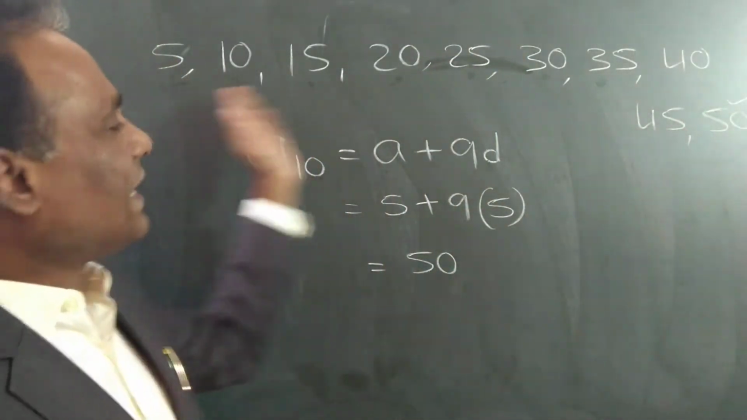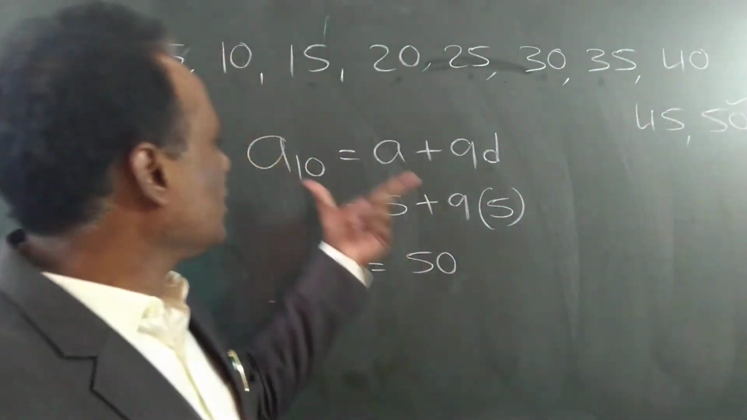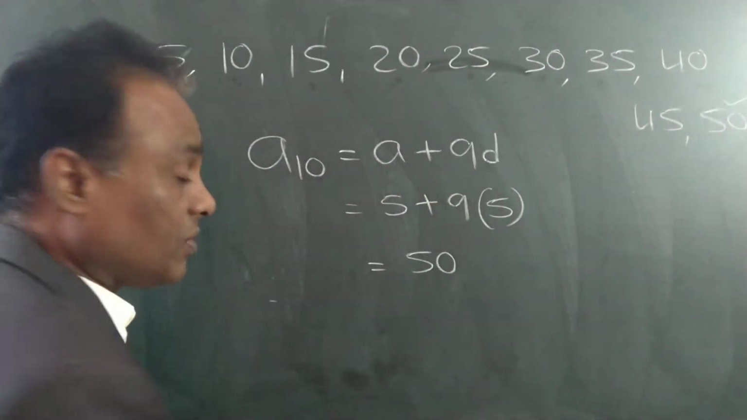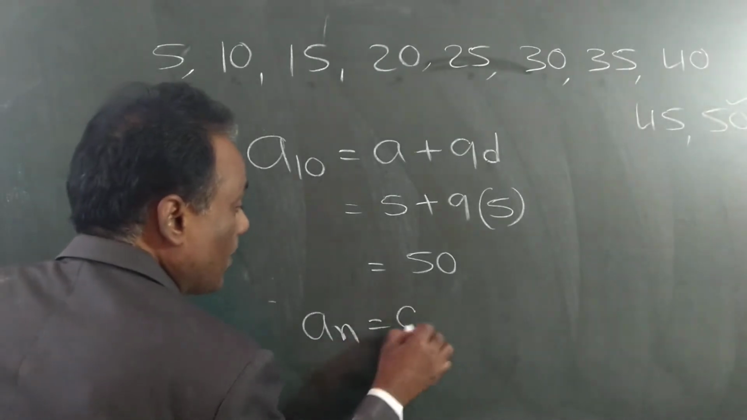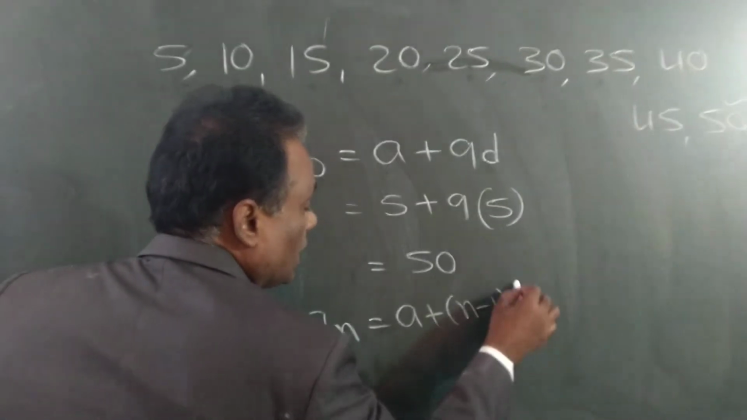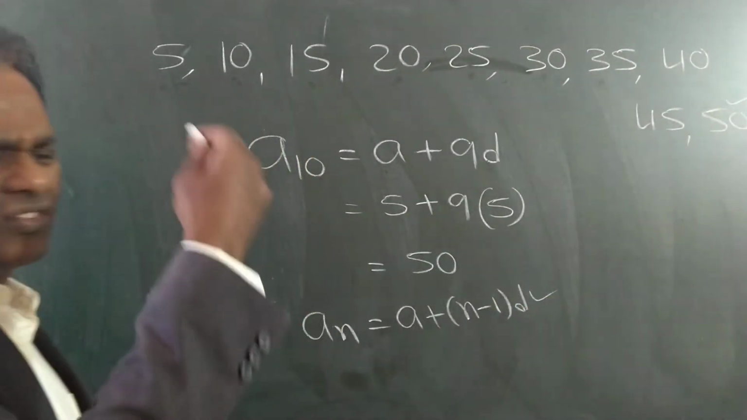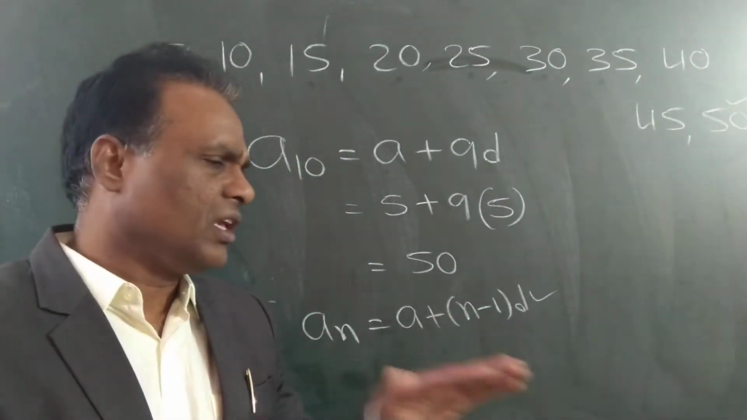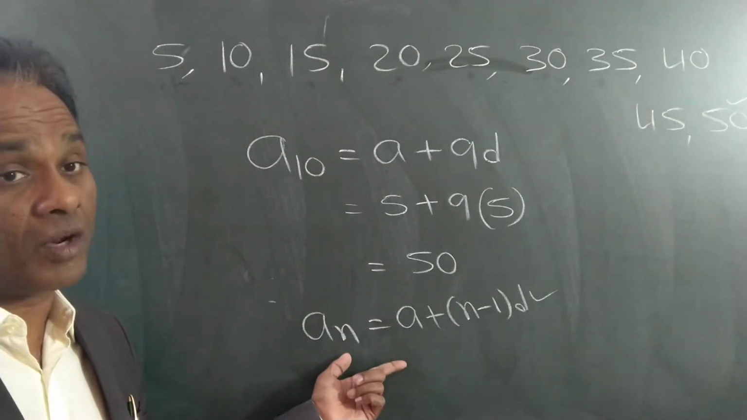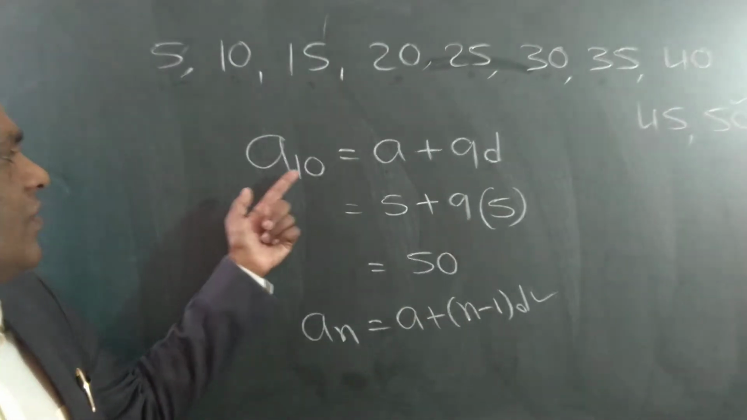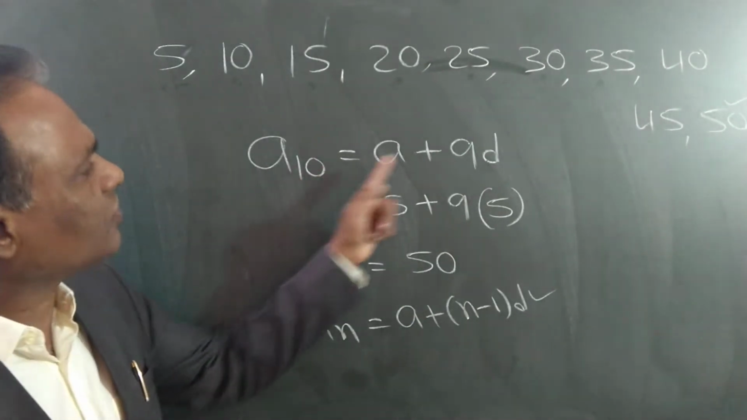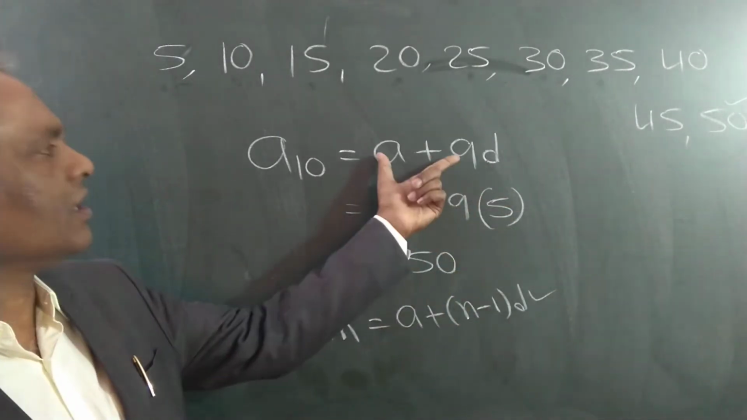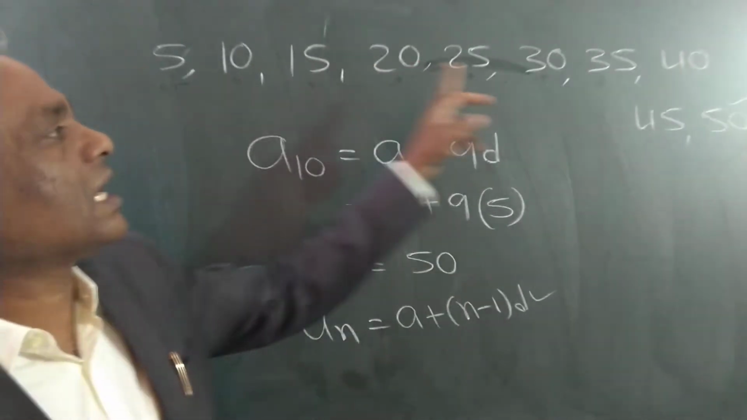Like that, without writing any term we can find it using this formula. The nth term is equal to A plus n minus 1 into D. We use this formula extensively in the first exercise and in the second exercise. In the second exercise, in each and every problem we use this formula. So directly we can write: for the 10th term, n is 10, so n minus 1 is 9. Writing the same formula directly, any term we can find.